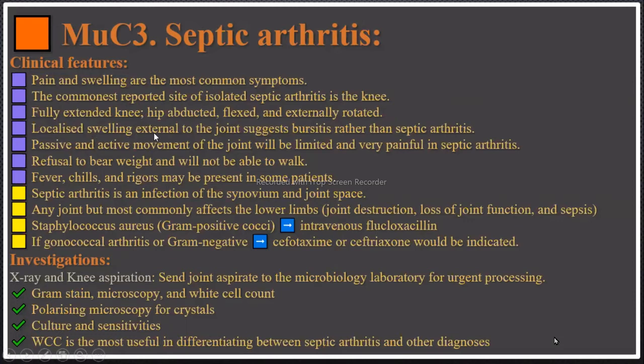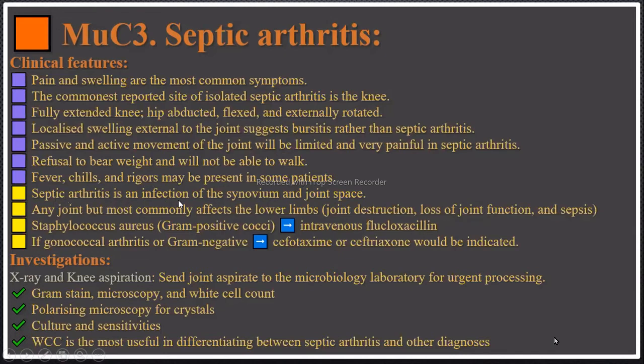Localized swelling external to the joint suggests bursitis rather than septic arthritis. So if they say in the scenario the patient has localized swelling, it's bursitis, not septic arthritis. They ask you, what is the most likely diagnosis? It is bursitis. Passive and active movement of the joint will be limited and very painful in septic arthritis. So if they mention limitation of range of movement, think about septic arthritis. Refusal to bear weight, think about septic arthritis. Fever, chills, rigor may be present in some patients.